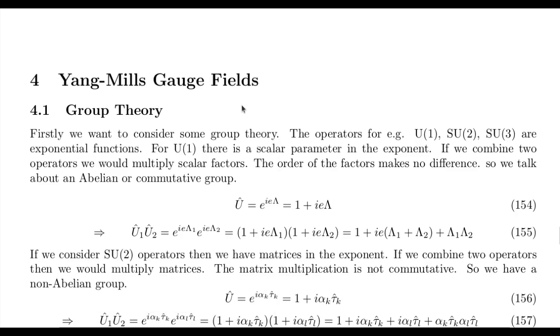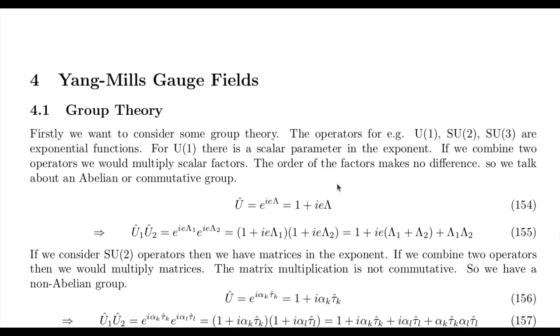Last time we were talking about the electromagnetic gauge field, which was a U1 gauge group, an Abelian group. Now we generalize that to non-Abelian gauge groups, for example SU2. At first, we want to look at some important group theory. We have unitary operators U1, SU2, SU3 and others.